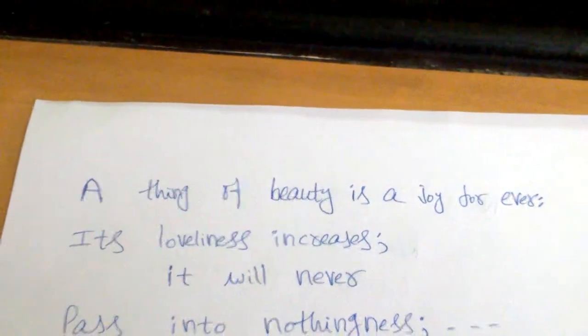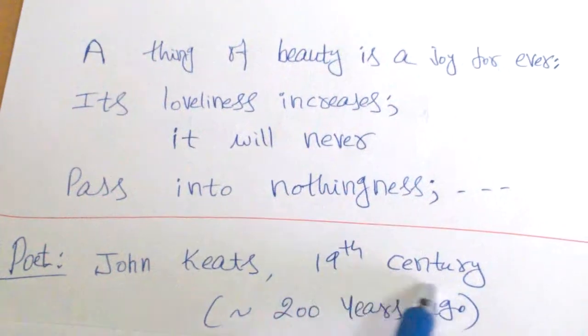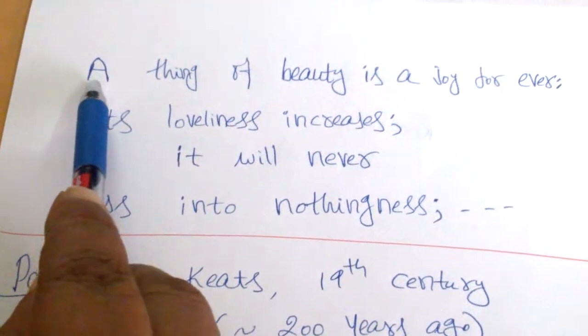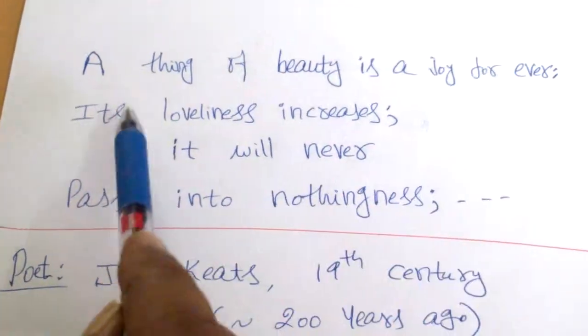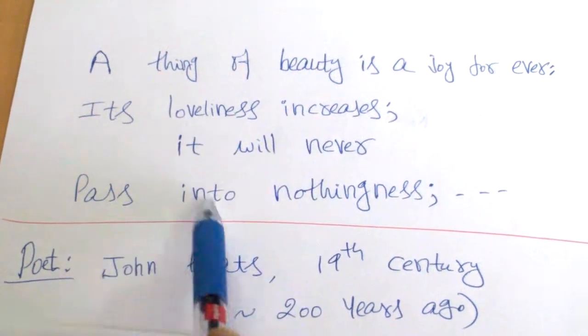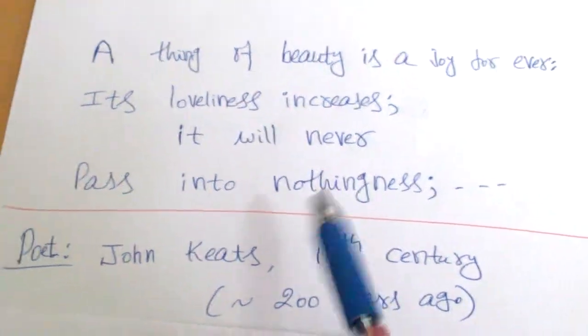As is customary, we will take a brief look at a very beautiful poem by the poet John Keats of the 19th century, written roughly 200 years ago. He says, "A thing of beauty is a joy forever. Its loveliness increases. It will never pass into nothingness." Wonderful poem it is. If you get a chance, please take a look.